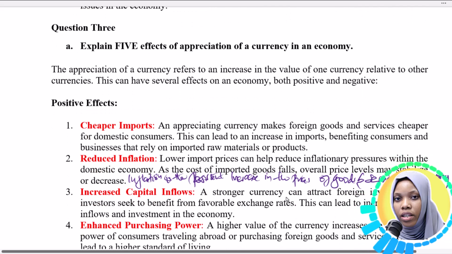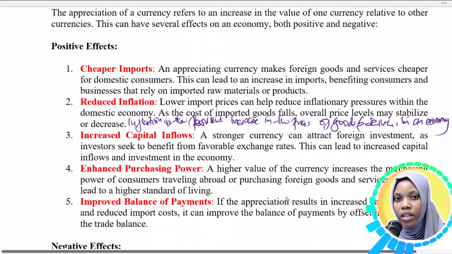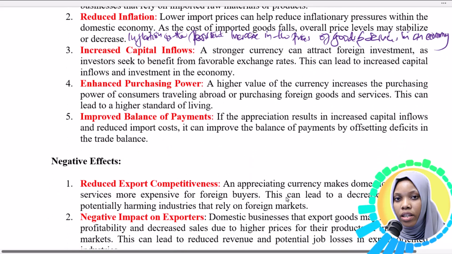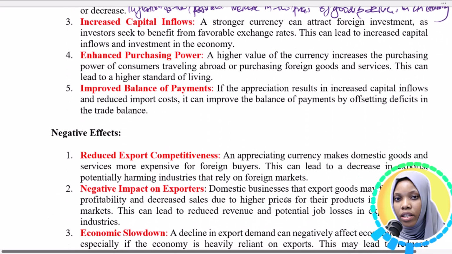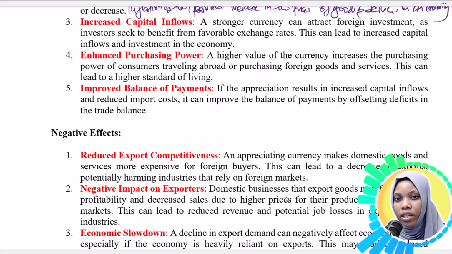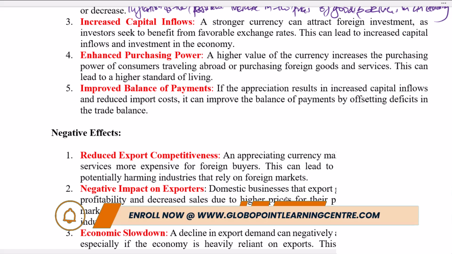Now let's look at the negative impact of an appreciation of a currency. Our first negative impact is reducing export competitiveness. It says, an appreciating currency makes domestic goods and services more expensive for foreign buyers. Negative effect 2 is negative impact on exporters. Domestic businesses that export goods may face reduced profitability and decreased sales due to higher prices for their products in international markets.